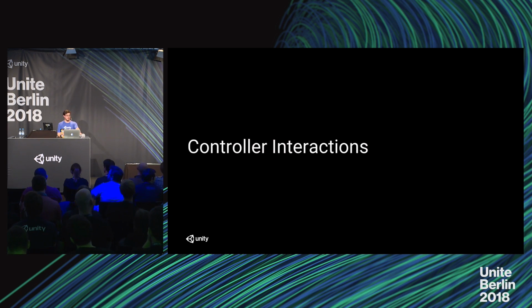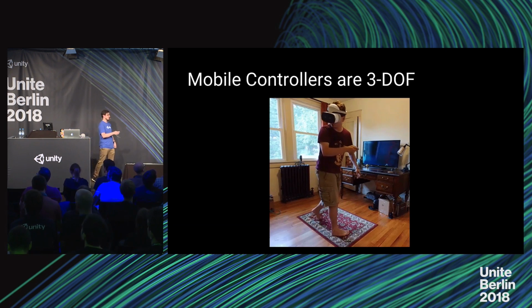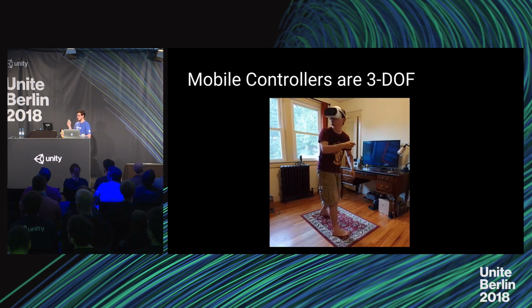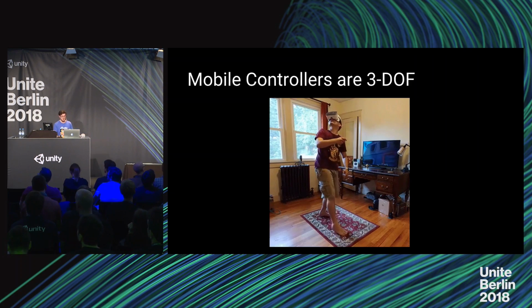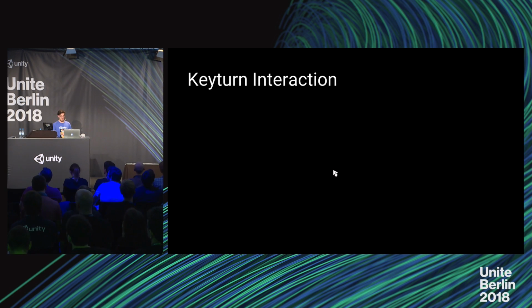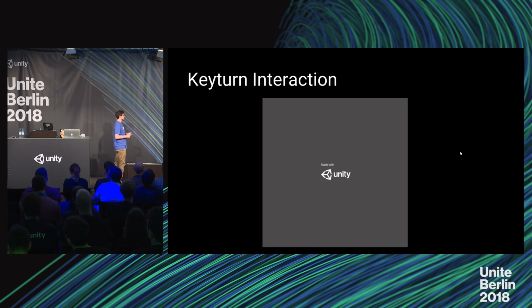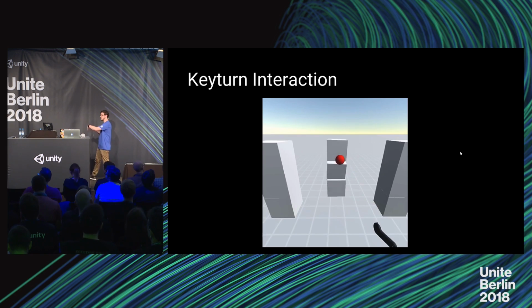All right, so now I just want to talk a little bit about controller interactions. Right now, all of these controllers are limited to 3 DOF. You're only moving it around a little bit using the accelerometer and gyroscope, and then it knows its position rotationally. Something I've been working on is what I'm calling the Keyturn Interaction. I got this idea from a friend who's building a lot of VR games, and what I'm doing here is, as I rotate my controller, I'm extending out a little ball or something like that that you can actually use to interact with elements.